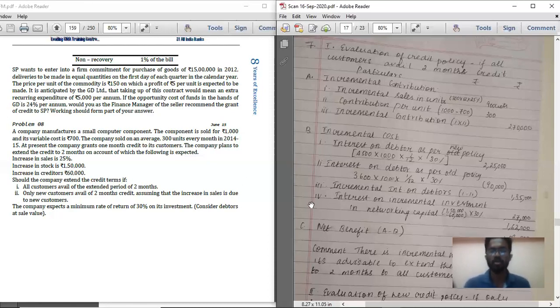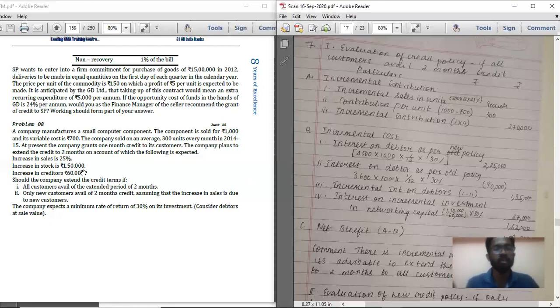So small Roman number 4, interest on incremental investment in net working capital. You simply calculate the incremental net working capital. Suppose increase in stock, so in current assets you will put 1,50,000. Below that increase in creditors, so in current liabilities you will put 60,000. So current assets minus current liabilities, that is 1,50,000 minus 60,000. So 90,000 is the net working capital.